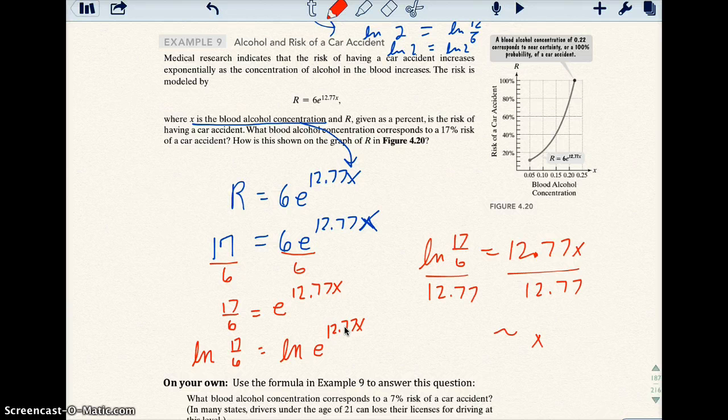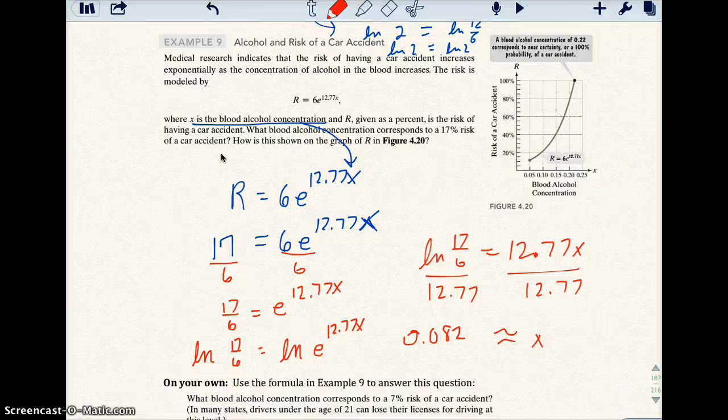x is going to equal approximately, so in my calculator I'm going to take the natural log of 17 divided by 6, and divide by 12.77. I get approximately 0.082. If you have a blood alcohol concentration of 0.082, you're going to have a 17% risk of a car accident.